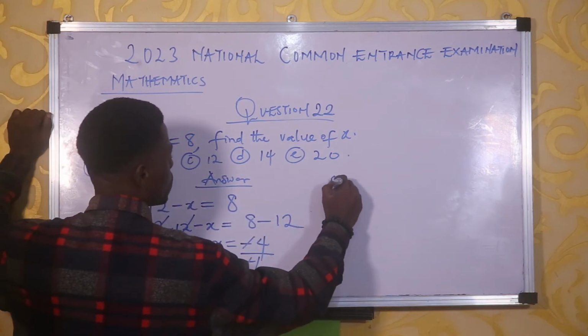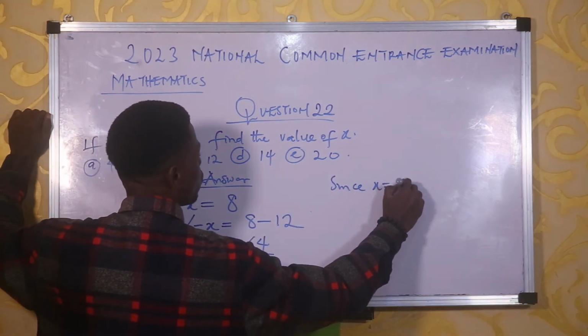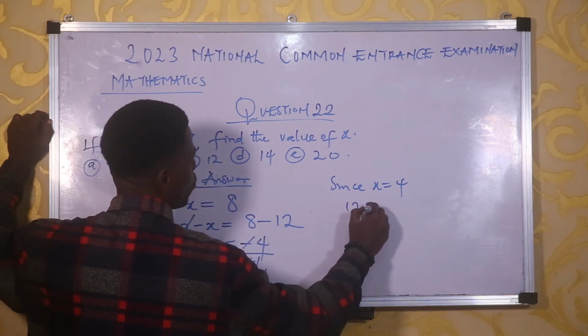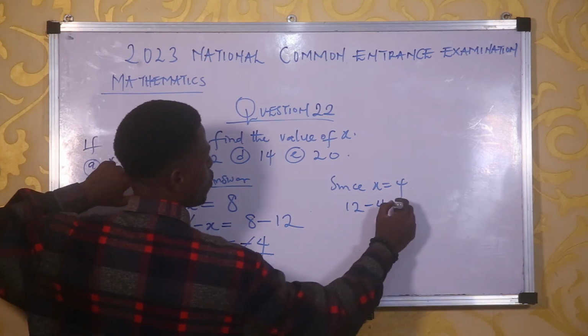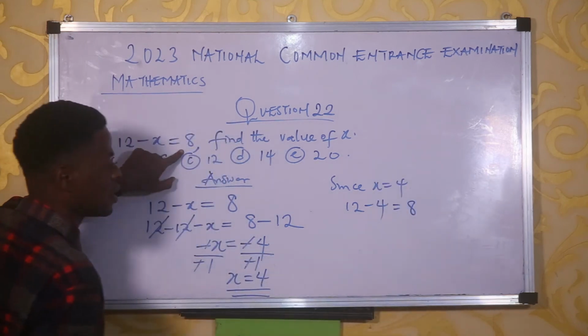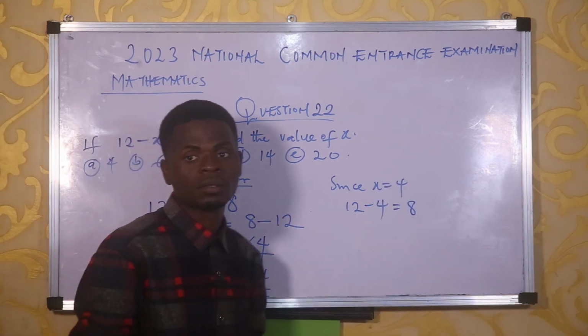Since x is equal to 4, we say 12 minus 4. You can see 12 minus 4 is 8. So definitely our answer is correct.